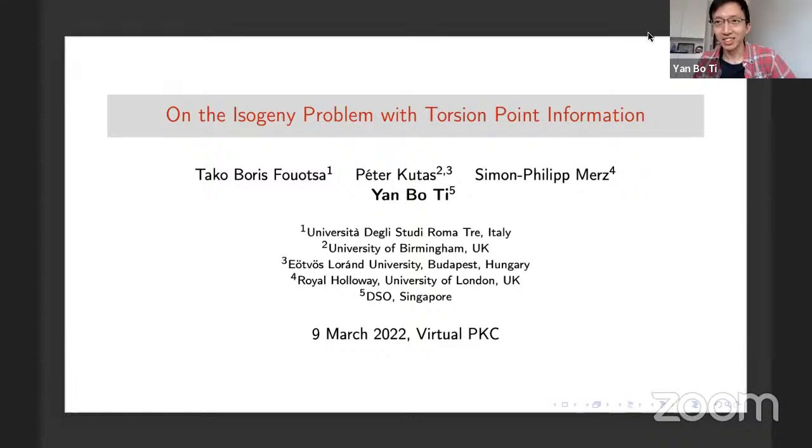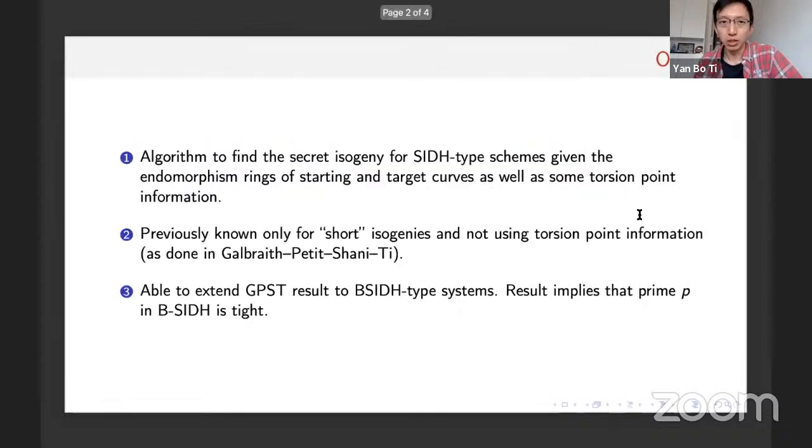Yeah, so thanks everyone for being here. I know it's late in Europe, and so I'm Bo, and this is joint work with Boris, Peter, and Simon. Boris is actually on the call. It's 2 a.m. in Rome, so if you have any questions, maybe you can try to talk to Boris as well. So our paper is on the isogeny problem with torsion point information. This is a continuation of the GPST paper. So I'll just give you an overview of what the setting of the paper is like.